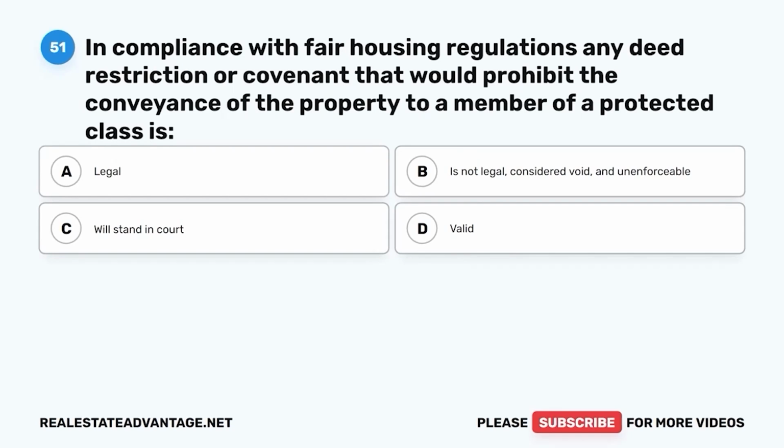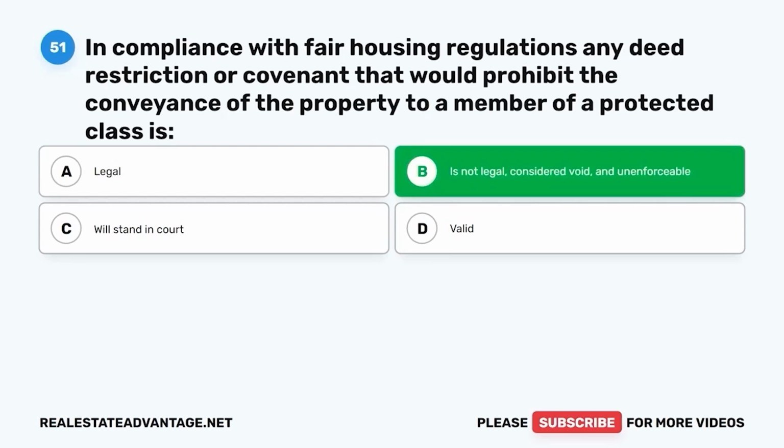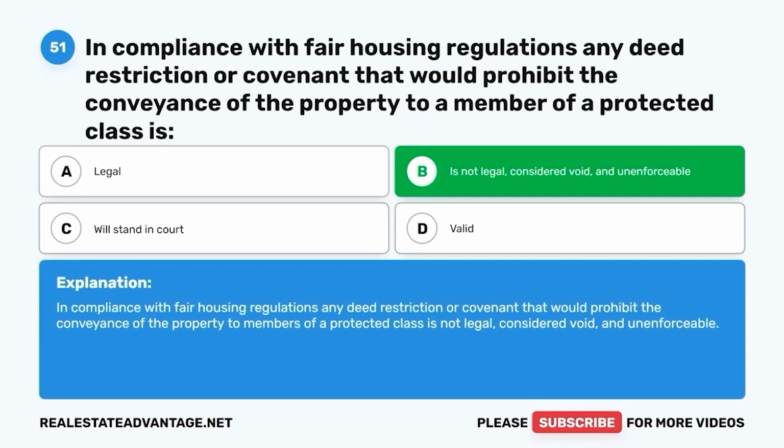Question 51. In compliance with fair housing regulations, any deed restriction or covenant that would prohibit the conveyance of the property to a member of a protected class is A. Legal, B. Is not legal, considered void, and unenforceable, C. Will stand in court, D. Valid. The correct answer is B, is not legal, considered void, and unenforceable. In compliance with fair housing regulations, any deed restriction or covenant that would prohibit the conveyance of the property to members of a protected class is not legal, considered void, and unenforceable.